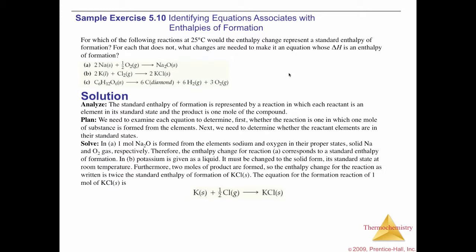In reaction B, potassium is given as a liquid. It must be changed to the solid form, its standard state at room temperature. Furthermore, 2 moles of product are formed, so the enthalpy change for the reaction, as written, is twice the standard enthalpy of formation of potassium chloride. The equation for the formation reaction of 1 mole of potassium chloride is as follows.